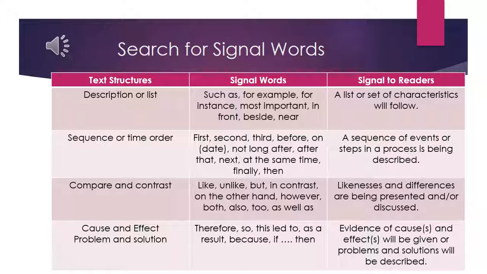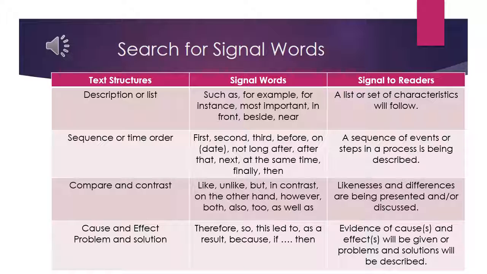Now, signal words to look for when you're in sequence or time order are first, second, third, before, on, given a date, not long after that, next, at the same time, finally, and then. A sequence of events or steps in a process is being described.